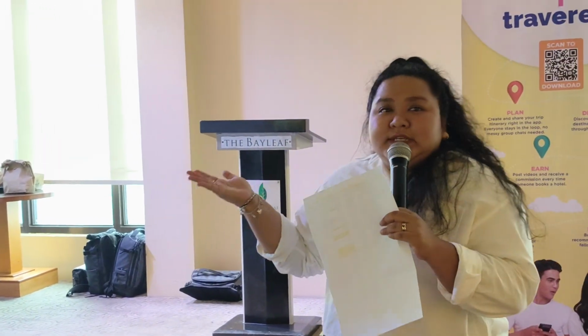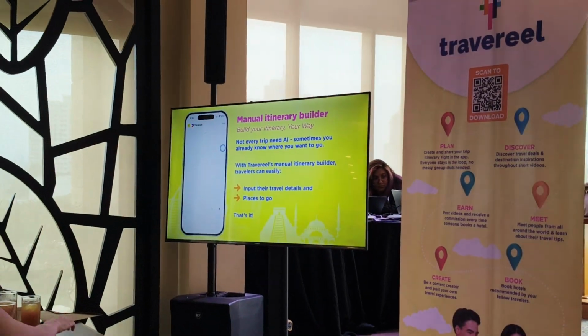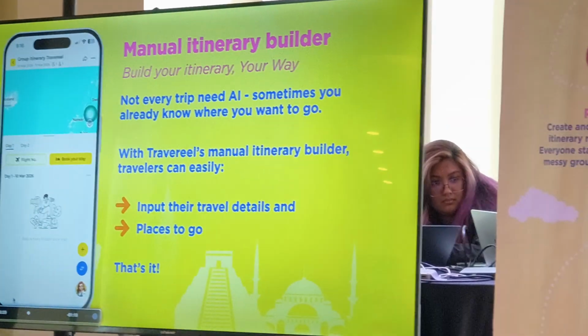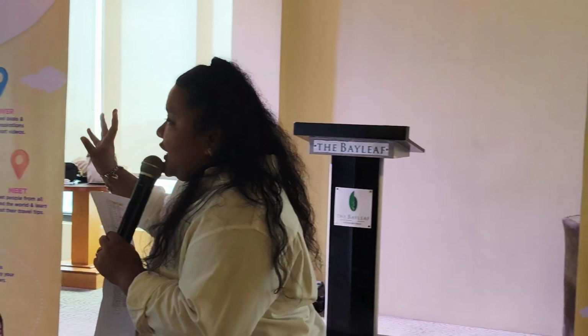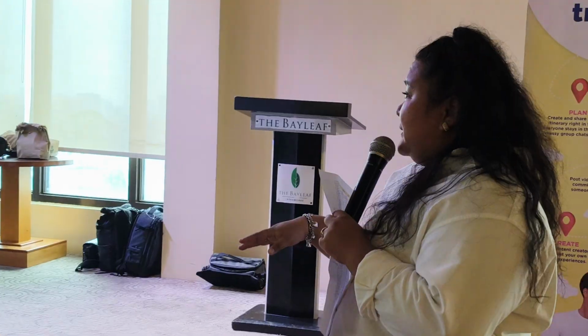Sorry. Right. So here's the second way to build your itinerary on the platform. The manual itinerary builder. So you can definitely build the way you want your trips to go. We've all done our research. This is beyond AI. These are like vision boards, mood boards from years ago, or basically last week. So essentially what Travereel can do is that you can just input your travel details and places to go. That's it. And that's a thing that Travereel solves in terms of our manual itinerary builder. Next slide, please.